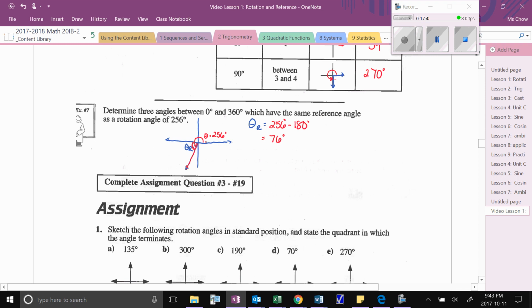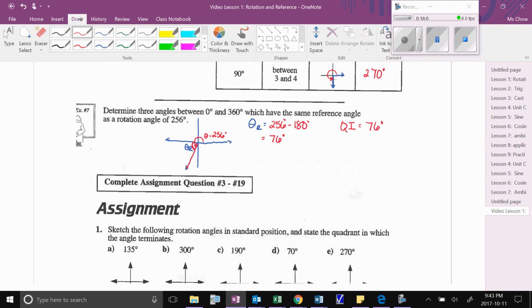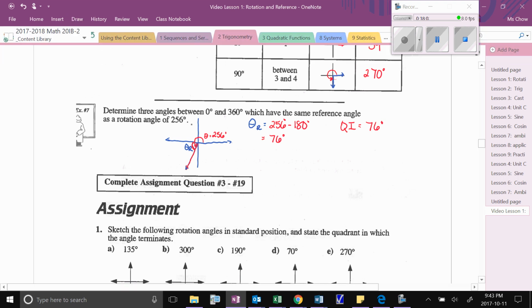So that means that if I've already got quadrant 3 done, we want to talk about quadrant 1. In quadrant 1, the reference angle is the same as the actual rotation angle, so 76 degrees. In quadrant 2, let's bring out a different color. And then 76 degrees puts us right about right here. So there's my reference angle of 76 degrees, so we take 180 and go back 76 degrees, and then we're looking at 104 degrees. So quadrant 2, we're talking about 104 degrees.